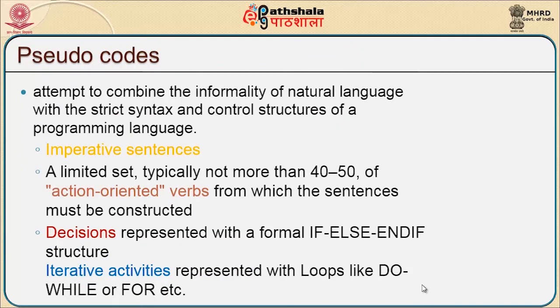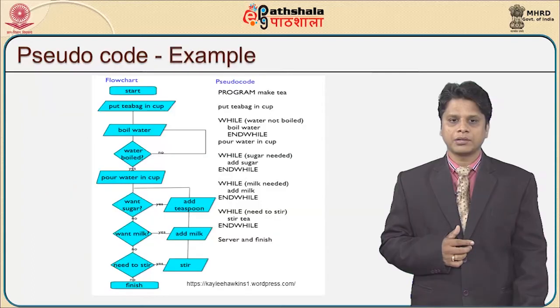If you have a doubt on what pseudocode really means, pseudocode attempts to combine the informality of natural language with the strict syntax and control structures of a programming language. So this becomes an imperative statement. A limited set, typically not more than 40 to 50, of action-oriented verbs will be used as part of this pseudocode. Decisions are mostly represented in an if-then, if-else, end-if structure. Iterative activity is represented within loops, and it will mostly be of do-while format or for format.